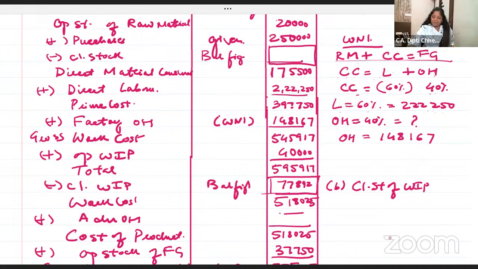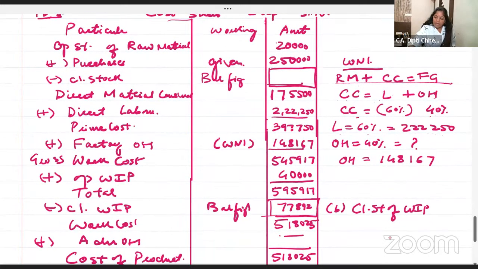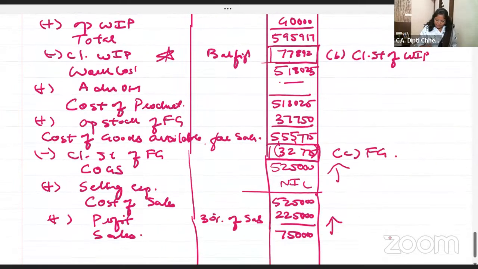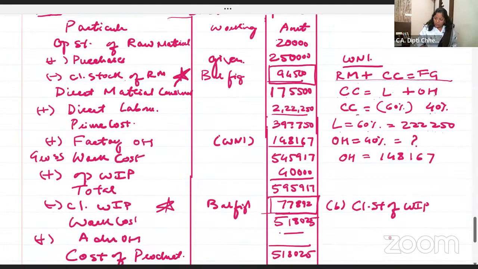Balancing figure. कितना है देखो एक बार. 175,500 minus 2,70,000. 94,500. This is your closing stock of raw material. First answer. Closing work in progress. Second answer. Closing finished stock. What we have assumed.